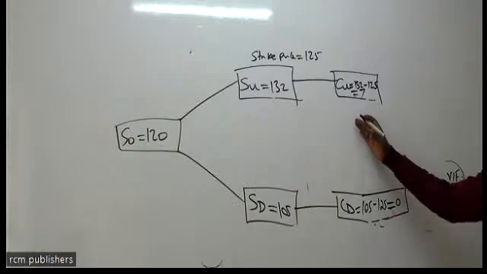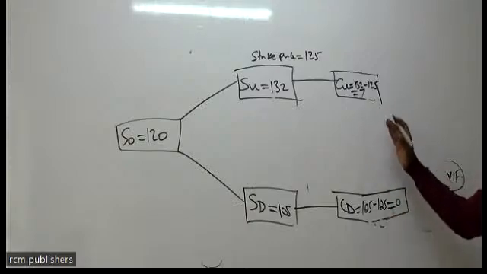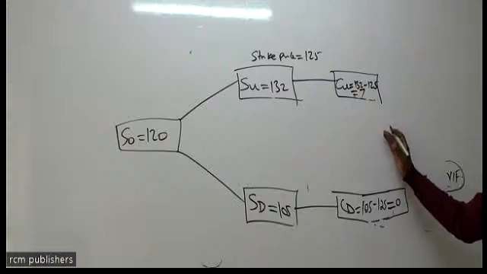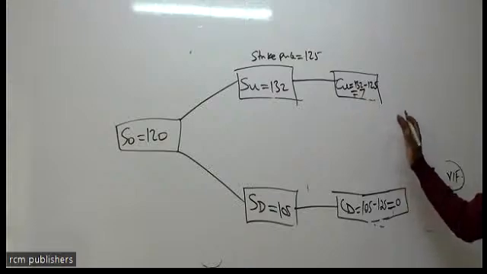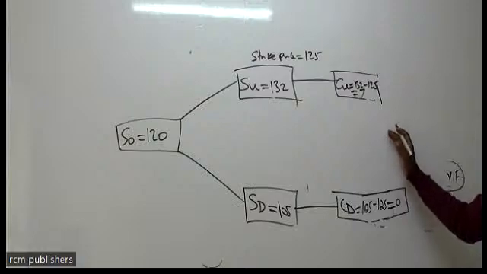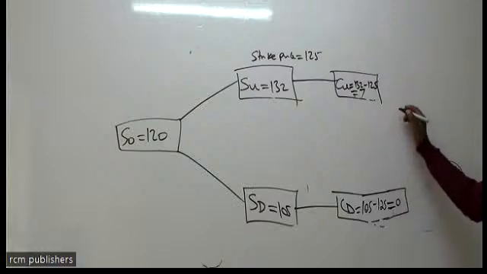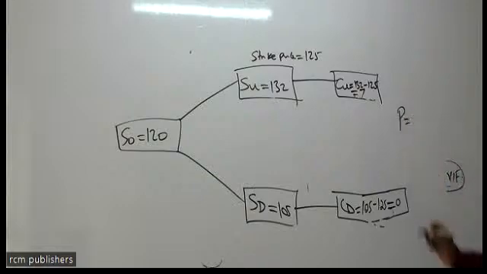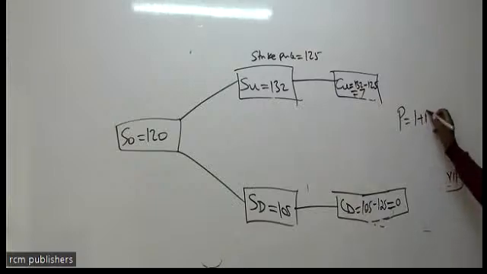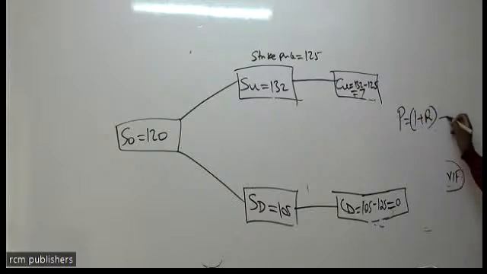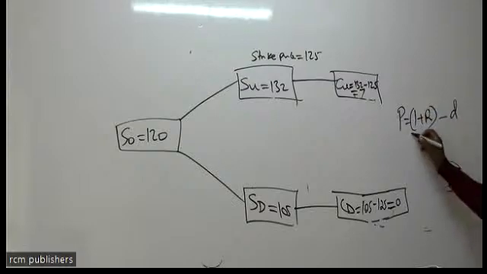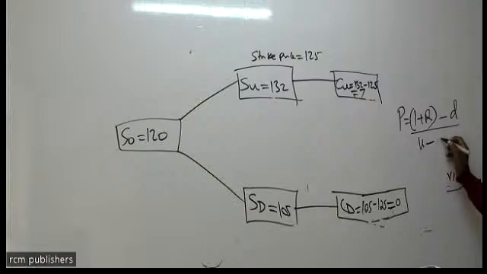Now I know after this, the next thing will be for us to get our probability. So how do we get our probability? So the probability here, ladies and gentlemen, my P here will be equal to 1 plus R minus the down, all over U minus the down.